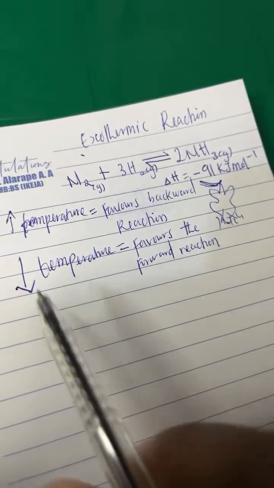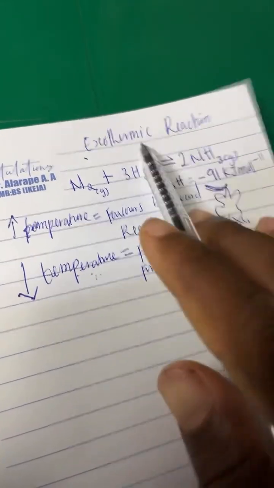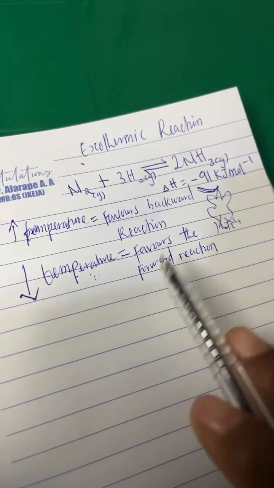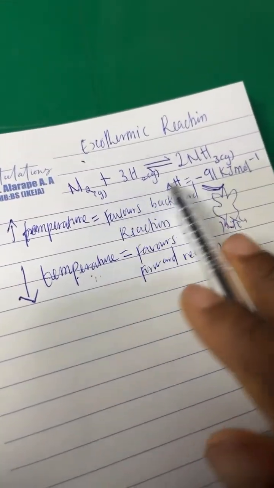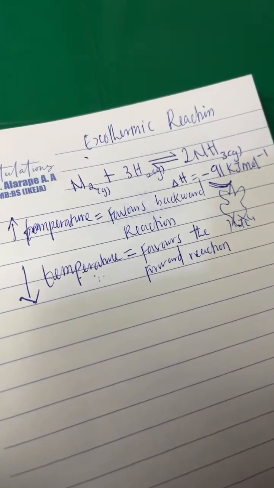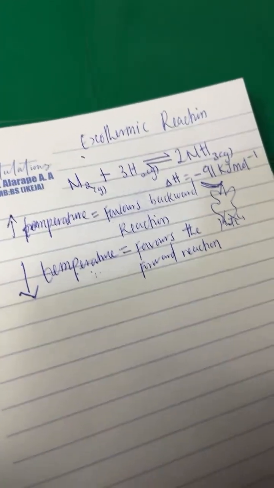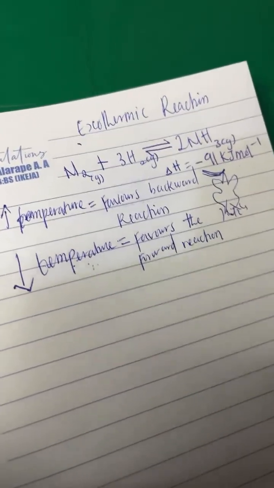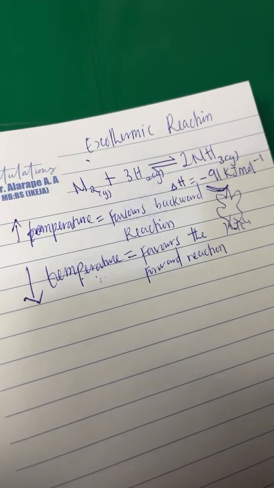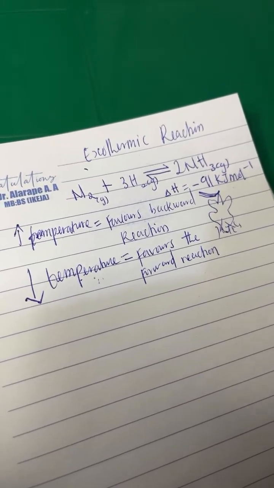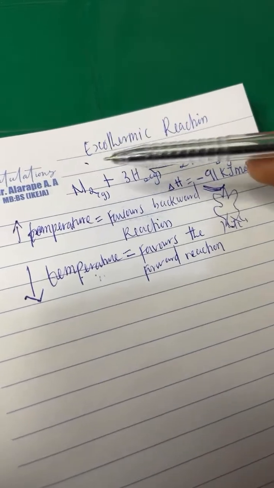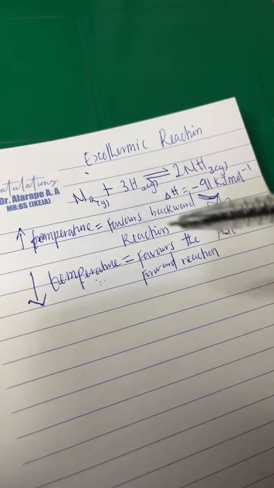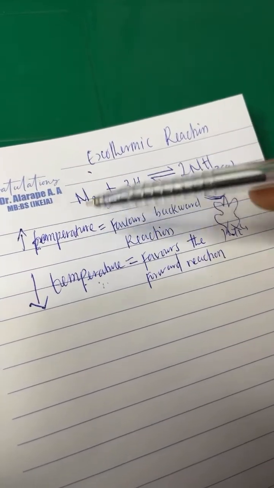So if there is a decrease in temperature for an exothermic reaction, it will favor the forward reaction, because normally the forward reaction is already hot, it's already emitting heat. So if you decrease the temperature, you have to go forward again. That means you have to go in a direction that emits heat, so that the reaction can come back to its normal position. Hope you understand me. So for an exothermic reaction, if the temperature is reduced, it will favor the forward reaction, while if the temperature is increased, it will favor the backward reaction.